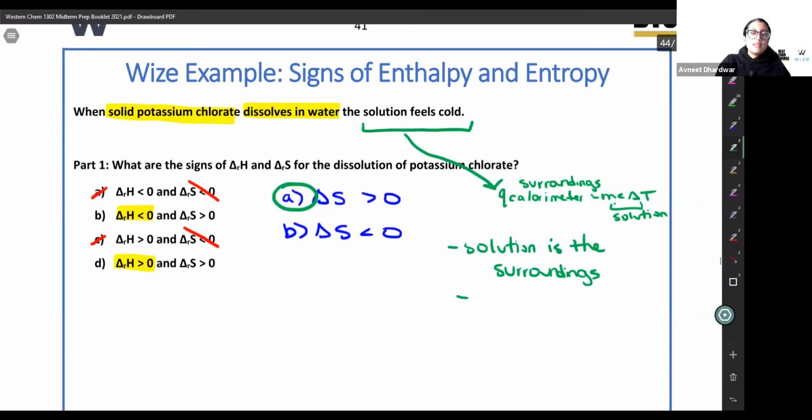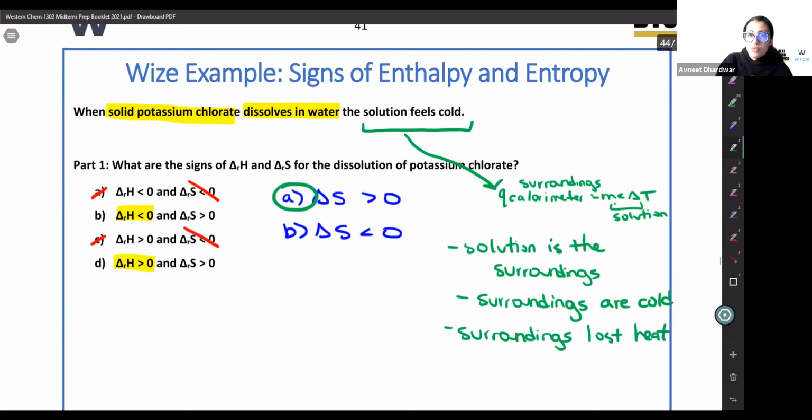The other thing is that it says the solution feels cold. So we're feeling the surroundings, and the surroundings are cold. So do you think the surroundings gained heat or did they lose heat? So if the surroundings are feeling cold, surroundings lost heat. So then what gained the heat? The system. If the surroundings loses heat, the system will gain the heat.